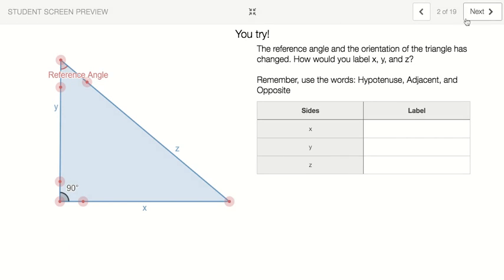One of the things that you have to do is label in this box. You need to enter which one is the hypotenuse, which one is the adjacent, and which one is the opposite side. So for this particular slide, that is what you need to complete.